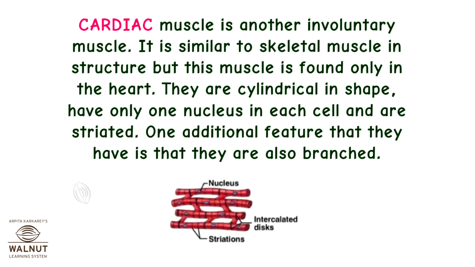Cardiac muscle is another involuntary muscle. It is similar to skeletal muscle in structure, but this muscle is found only in the heart. They are cylindrical in shape, have only one nucleus in each cell, and are striated. One additional feature that they have is that they are also branched.